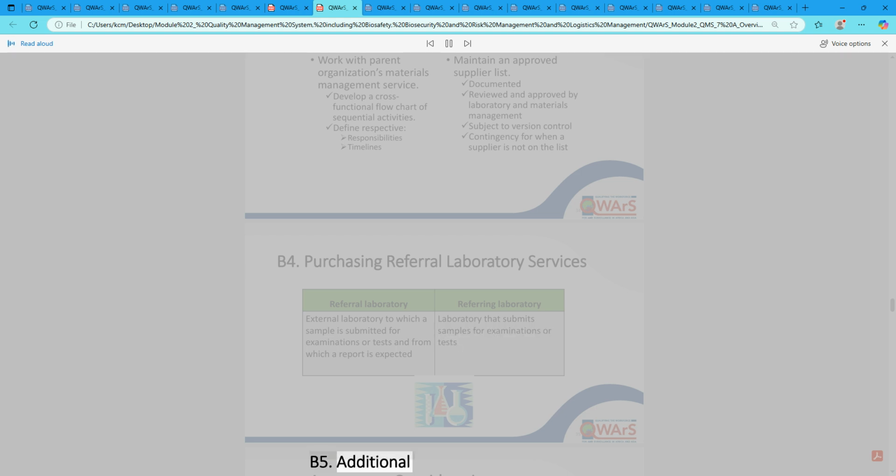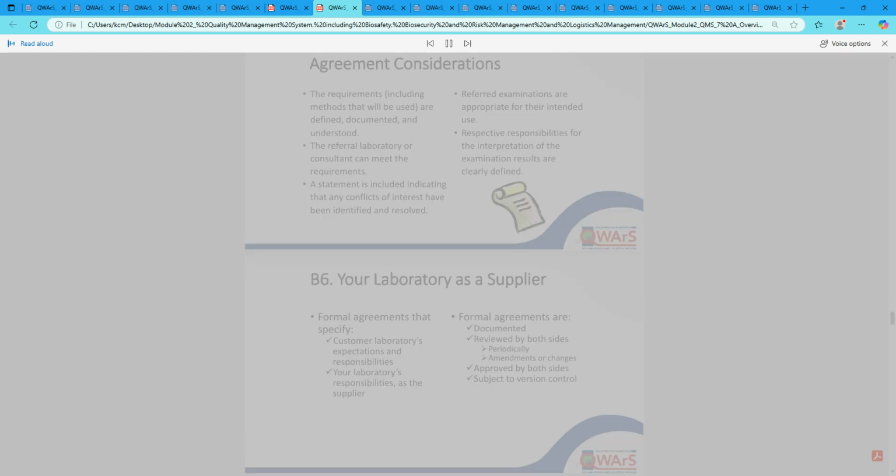B5. Additional agreement considerations. The requirements, including methods that will be used, are defined, documented, and understood. The referral laboratory or consultant can meet the requirements. A statement is included indicating that any conflicts of interest have been identified and resolved. Referred examinations are appropriate for their intended use. Respective responsibilities for the interpretation of the examination results are clearly defined.